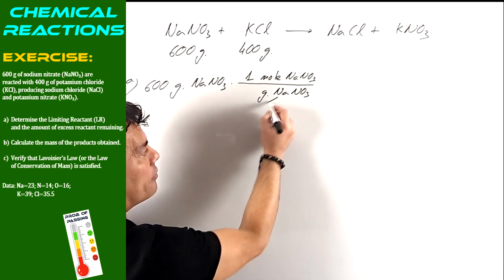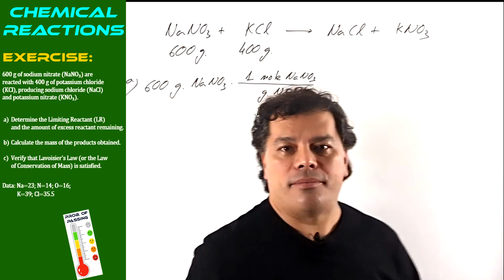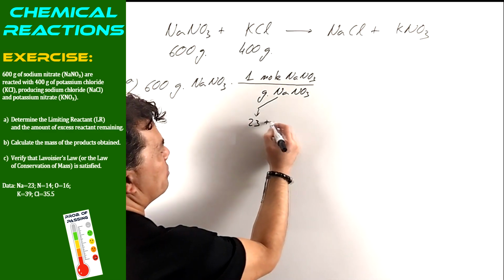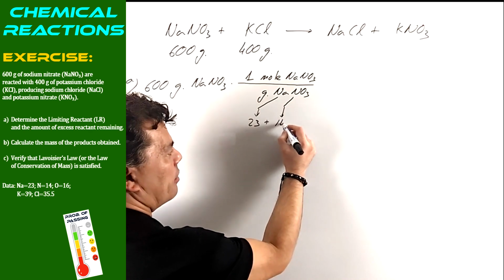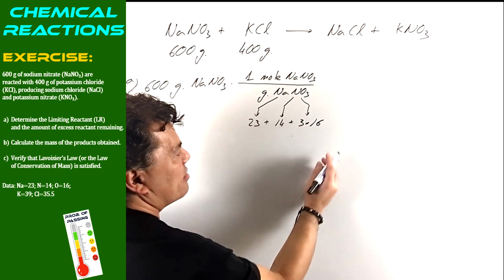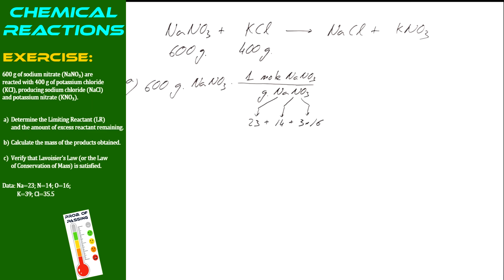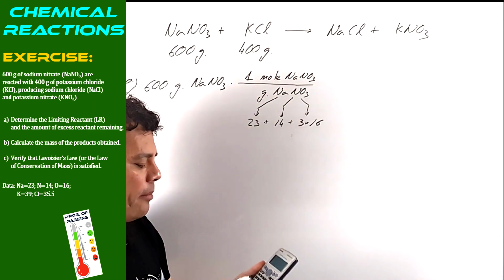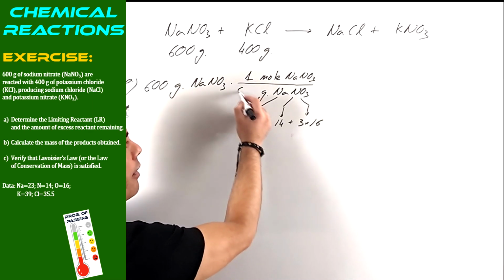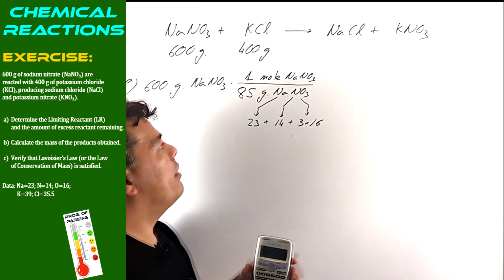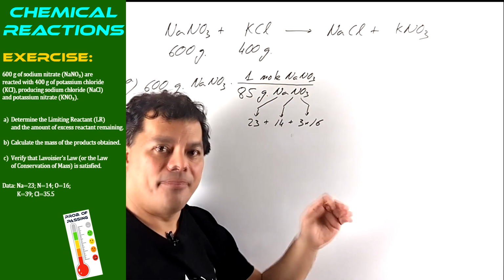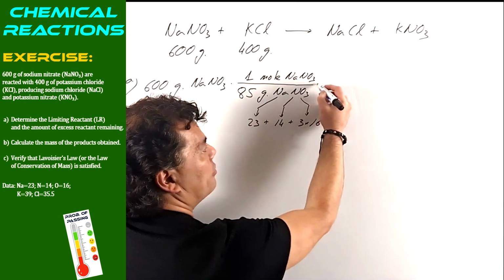And now we have to add the atomic masses. Sodium, look at its mass, 23, plus nitrogen, 14, plus 3 oxygen atoms, so 3 times 16. Let's use the calculator. 23 plus 14 plus 3 times 16. It gives us 85. If you have in your hand 85 grams of sodium nitrate, you will have 1 mole of that substance. Now there comes the second conversion factor.